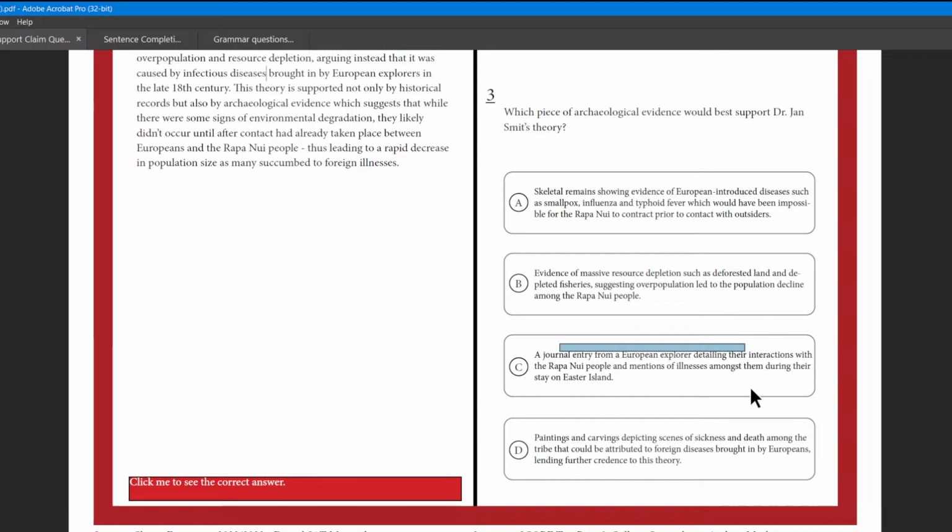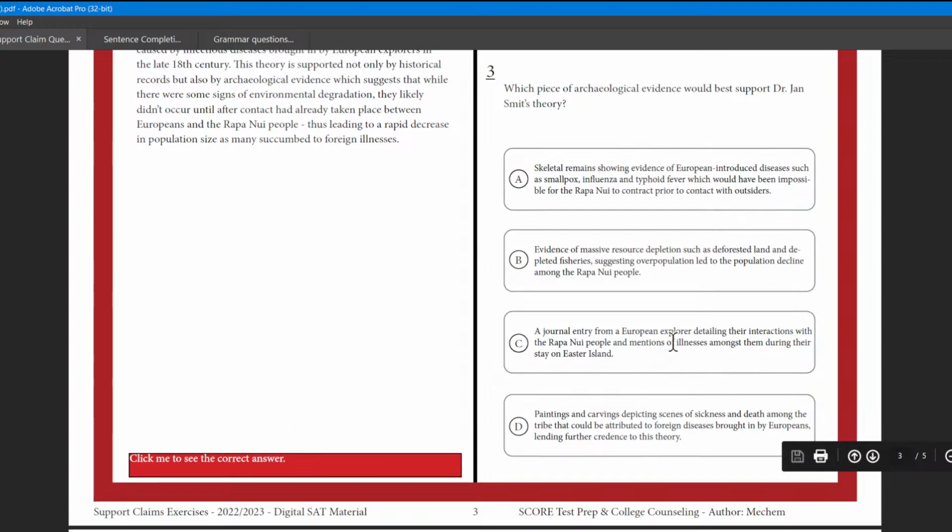A journal entry. All right. Mentions of illnesses. I mean, that's not bad, but I don't know if it's the best one. Paintings and carvings depicting scenes of sickness and death. Okay. I want to examine a couple of these because, like, I feel like a few of these could support the theory here. And Mariana, you kind of said you were stuck between two options here, so I'm kind of curious what you think. How would you make the choice between A and D?